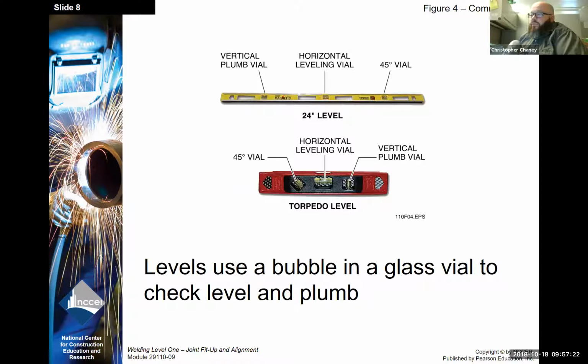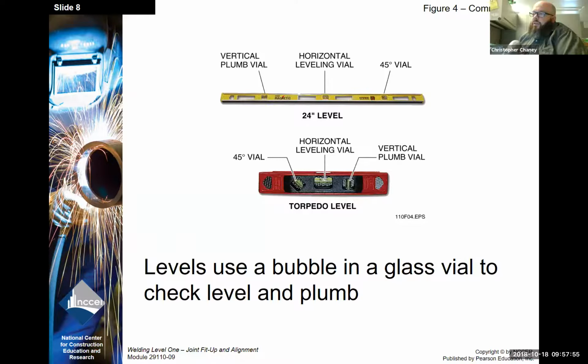All right, levels use a bubble in a glass vial to check level and plumb. For those of you who don't know, plumb is just an industry-specific word in the construction trades that's used to indicate that something that is placed vertically is truly vertical. Like if you're setting posts for a fence, or if you're in the oil field setting posts for supports, you would check them with a level to make sure they're plumb, to make sure they're true vertical.